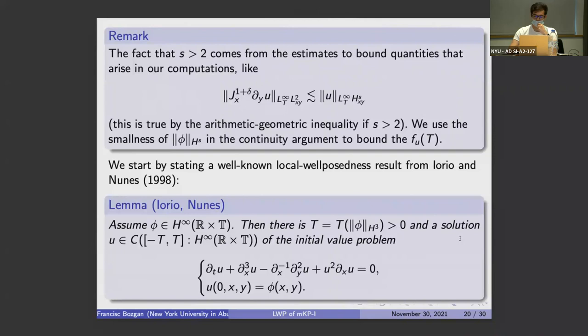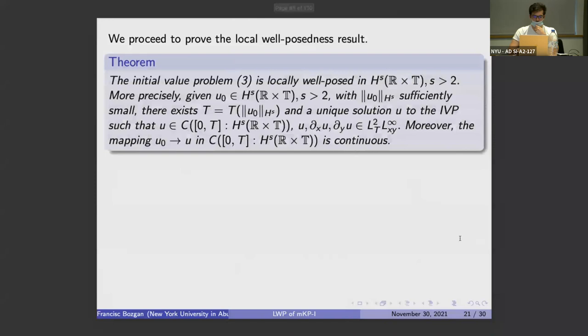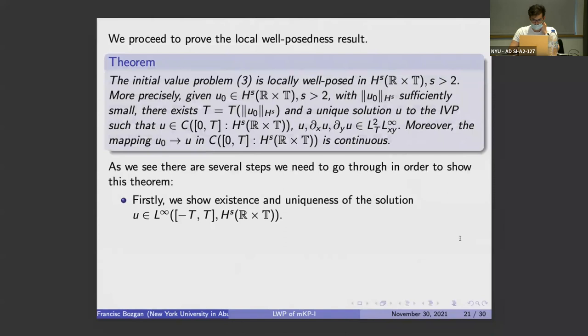So for our local well-posedness, I'm just restating the one that I told at the beginning of this talk. The initial value problem for AKP1 in R cross T is locally well posed, for the normal deviation that is sufficiently small, and the flow map is continuous. So let me show you the roadmap in order to show this.